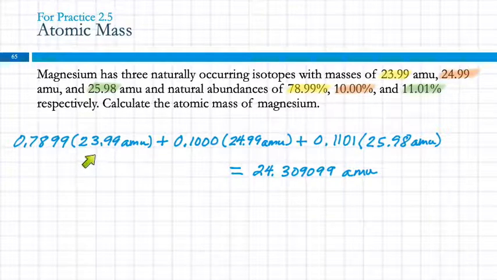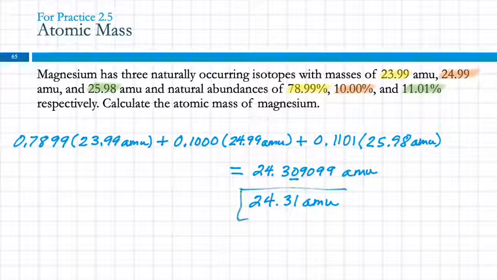All of these have 4 significant figures. The masses had 2 decimal places. So if I round this to 4 significant figures, I've got 2 decimal places, and that just kind of matches up with all of the other numbers. And so that's what I would recommend doing. Express this as 24.31 atomic mass units.